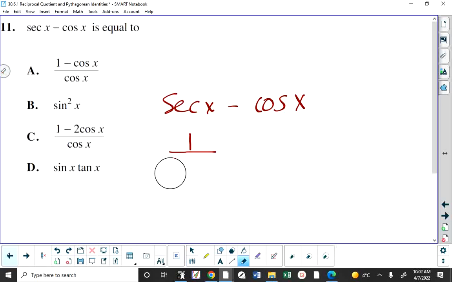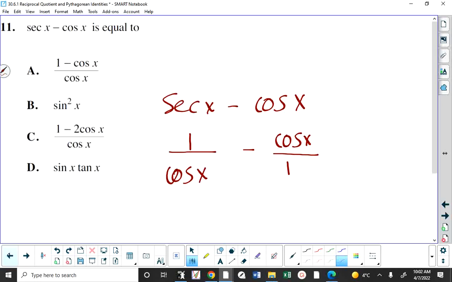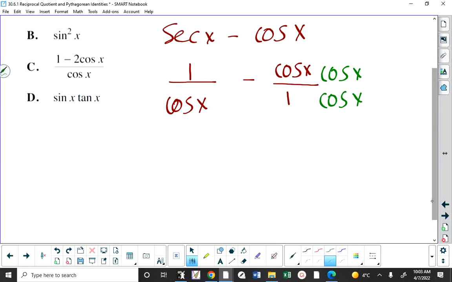The only thing we can really do here is to write everything in terms of sine and cosine, and secant of x is 1 over cosine of x. So I have 1 over cosine of x minus cosine of x, which is cosine of x over 1. So I'm going to find a common denominator and bring those fractions together. Whenever you have two fractions or three fractions, you want to find a common denominator and bring them together as a single fraction. I can multiply the top and the bottom of this second fraction by cosine of x, creating a denominator of cosine of x in the bottom.